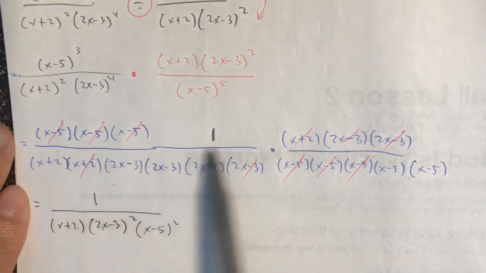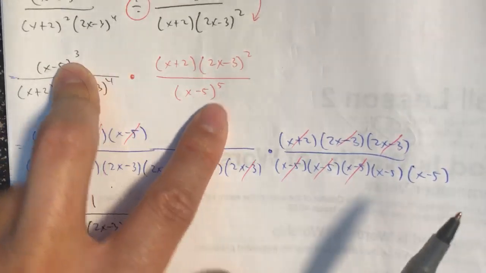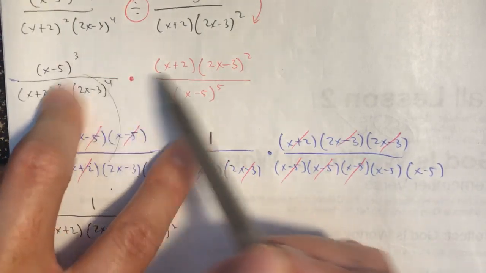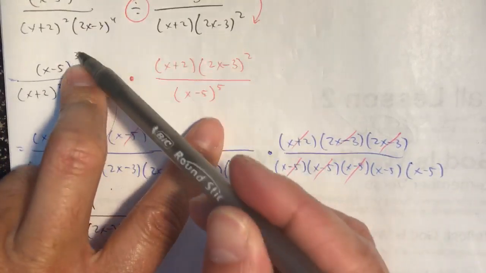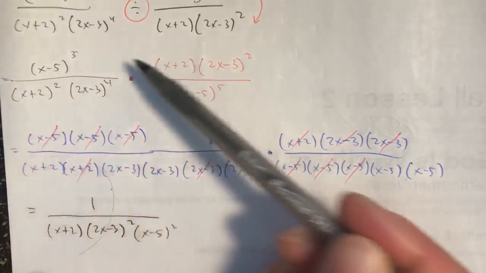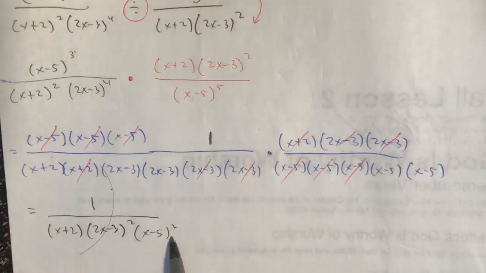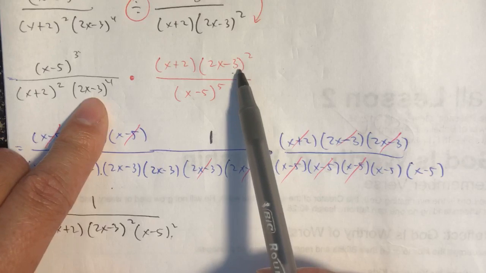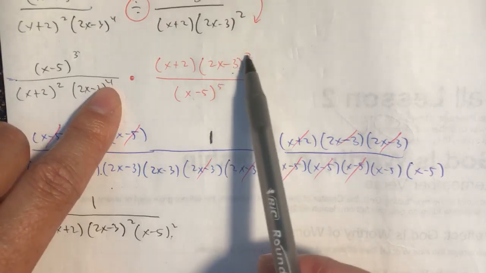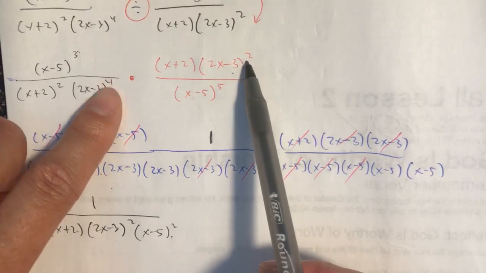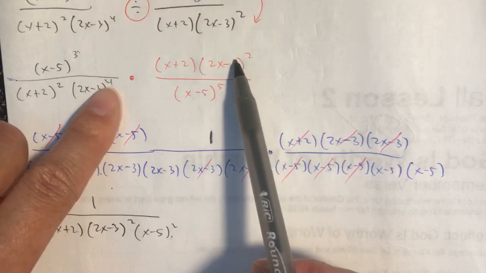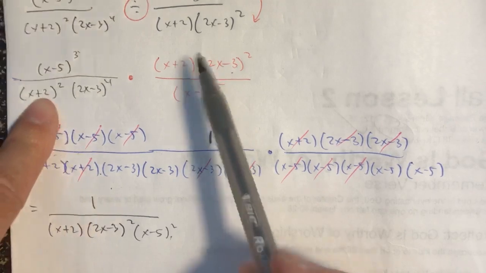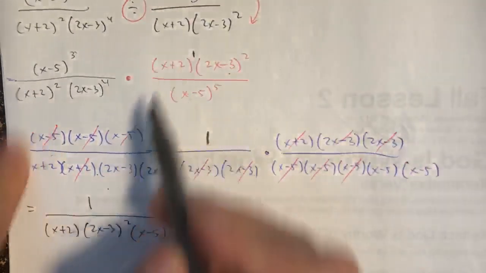You don't have to actually do this step. You could just recognize rules of exponents. Same base, when you're dividing, you actually subtract the exponents. 3 minus 5 is negative 2. Negative 2 goes into the denominator. Same thing here, 2x minus 3, you have 4 of them here, 2 of them here. That means you have 2 more than the numerator, so those 2 are left in the denominator. And then this is a 1, and you're left with x plus 2 there.